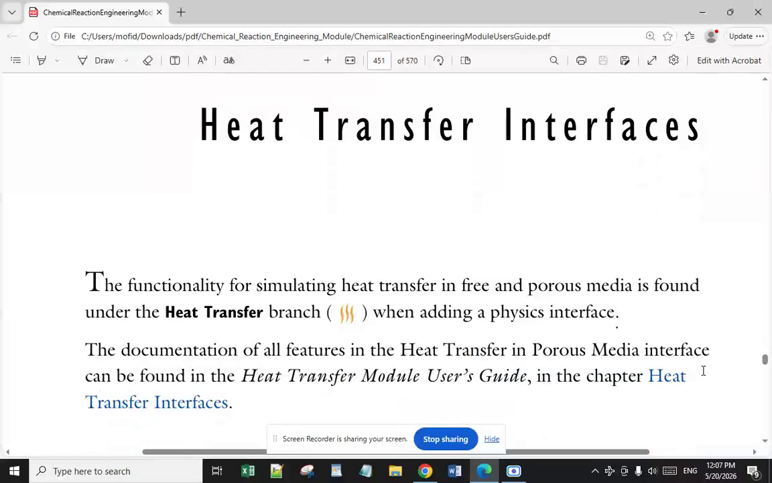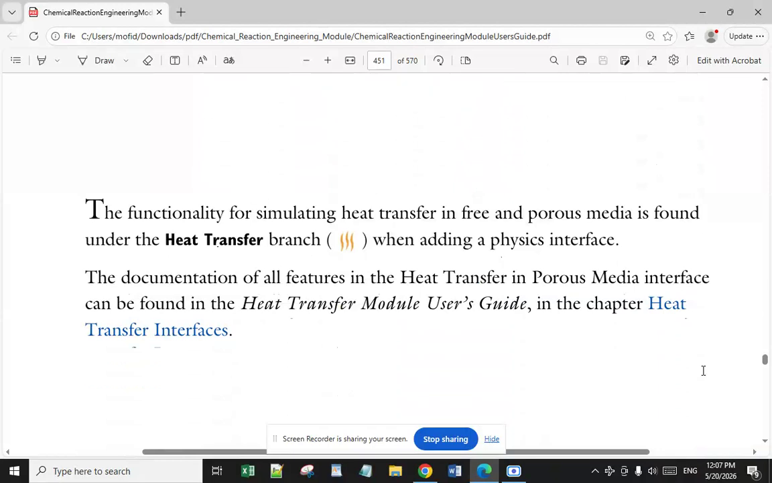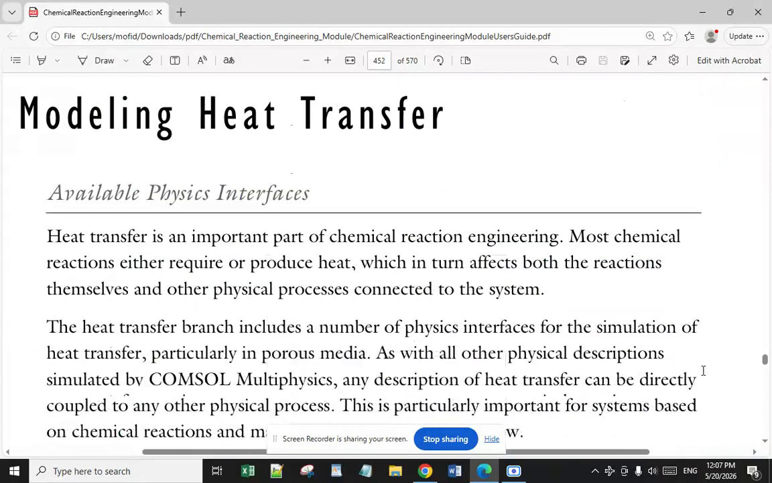I want to go through the Heat Transfer Interfaces chapter. The functionality for simulating heat transfer in free and porous media is found under the Heat Transfer branch when adding a physics interface. The documentation of all features in the Heat Transfer in Porous Media interface can be found in the Heat Transfer Module User's Guide, in the chapter Heat Transfer Interfaces. Now I want to go through modeling heat transfer and the available physics interfaces.